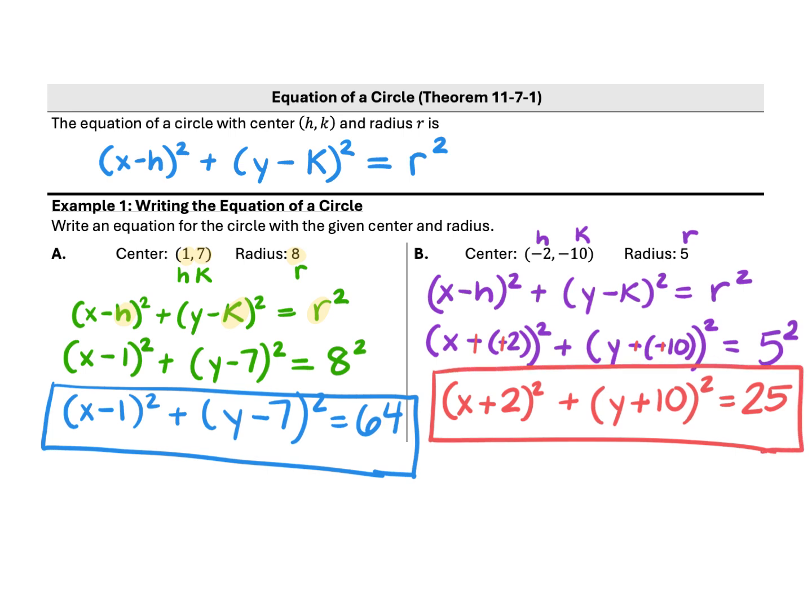And what you'll notice in each of these equations is that the sign in the equation is the opposite of the sign of the center. Positive center (1, 7), we have minus 1, minus 7. And then negative coordinates for the center, we have positive in our equation. And it always switches because of the fact that the general form here has the subtraction signs.